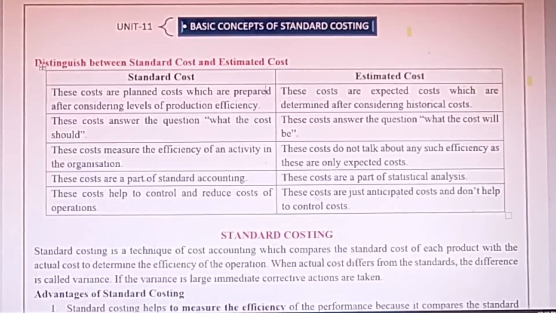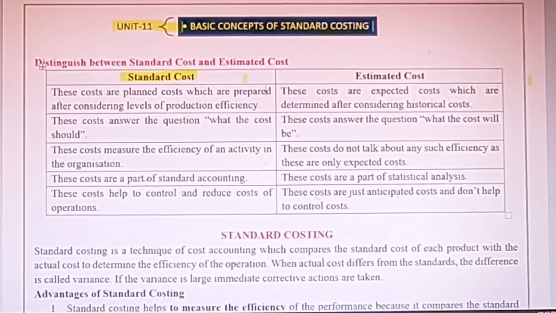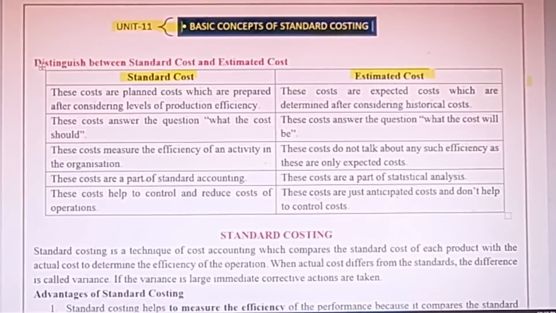in this examination. So, to continue with that, let's start Unit 11 of MCO 05, Basic Concepts of Standard Costing. Now, in this particular unit, you should read about standard cost and estimated cost. Sometimes you get this difference. I will brief you up.